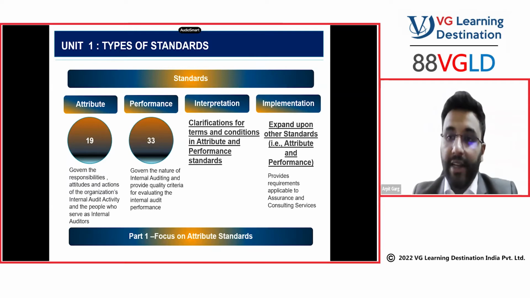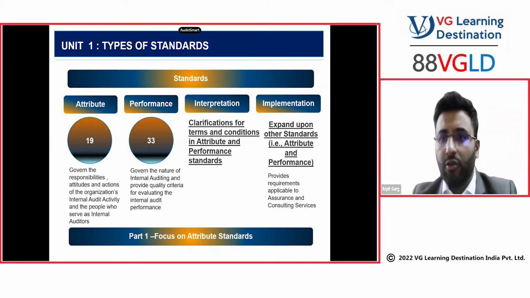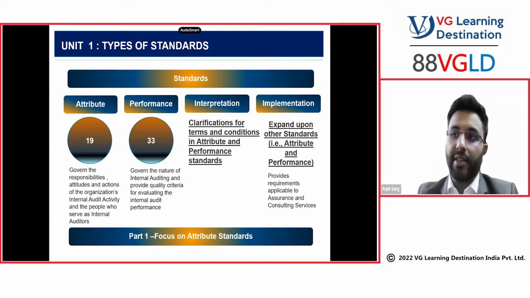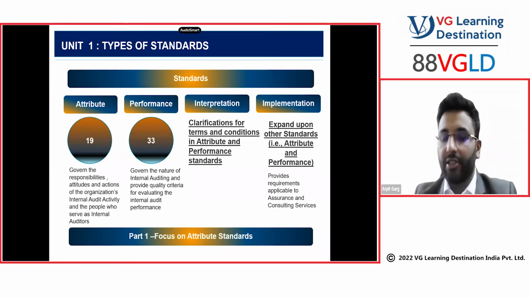There are a total of 19 attribute standards. Now, again, you don't have to remember the number. It's just for the sake of knowing, if anyone asks us in our professional journey, how many standards the IIA has published, we should know that yes, there are a total of 19 attribute standards. There are a total of 33 performance standards. That's the reason I mentioned the count here.